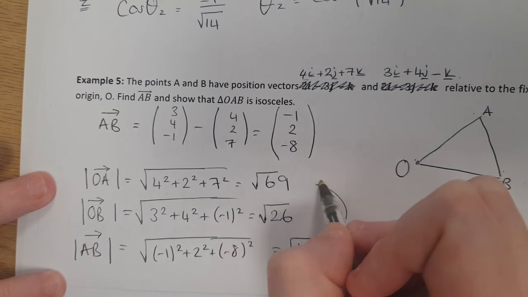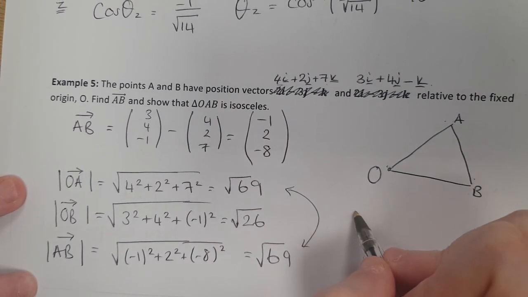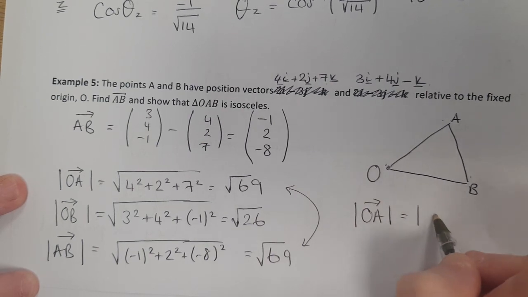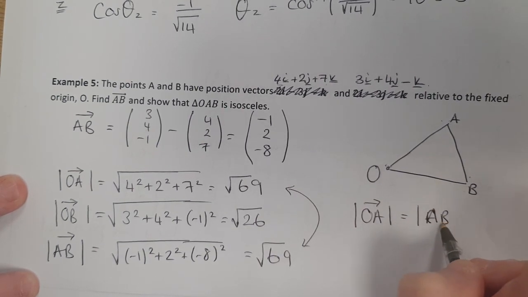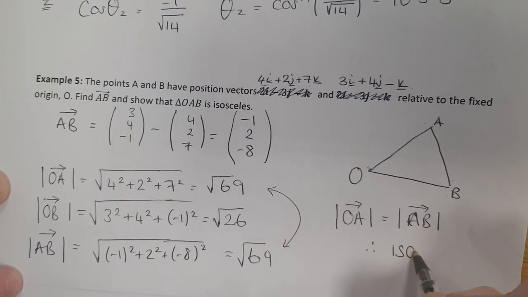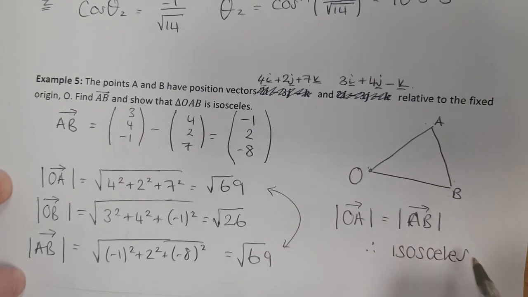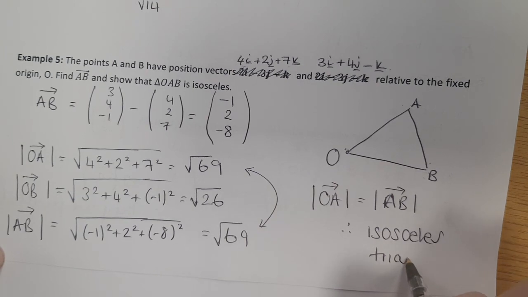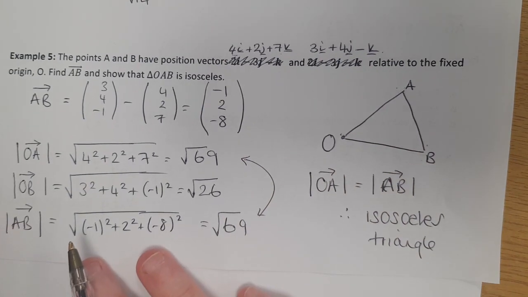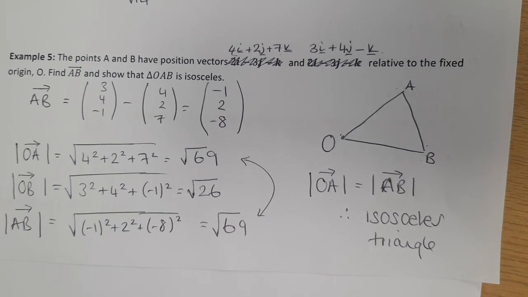Since these two are the same length, so OA is equal to AB. Therefore, it's an isosceles triangle. Okay, because I know 2 of the sides are the same and 1 is different. Okay, hopefully that makes sense.